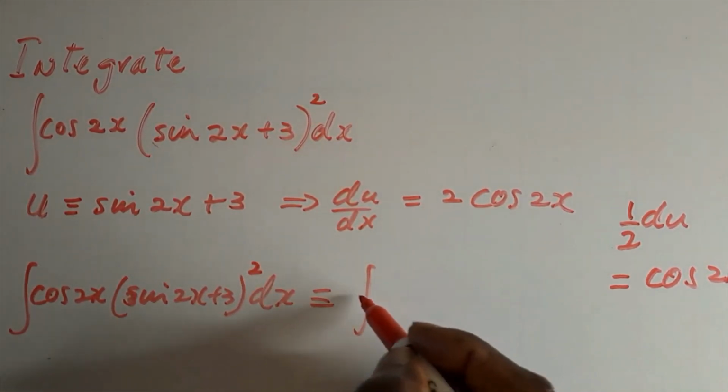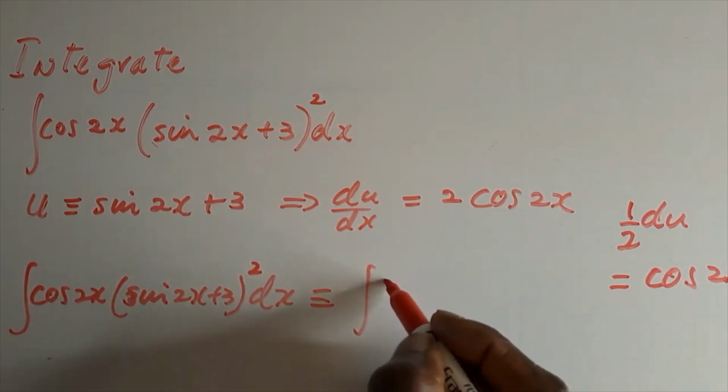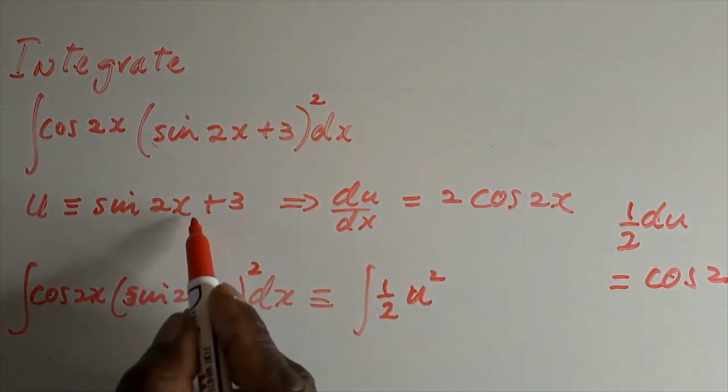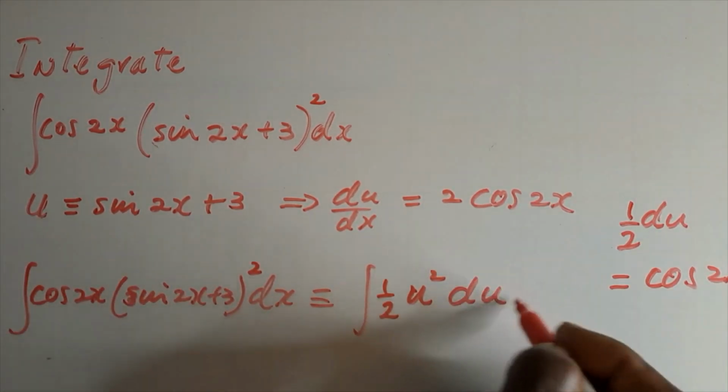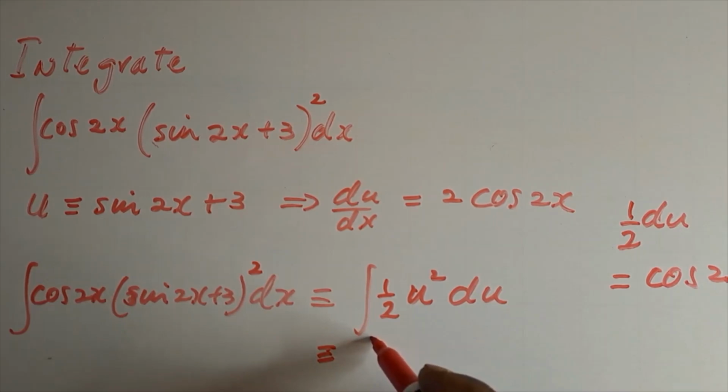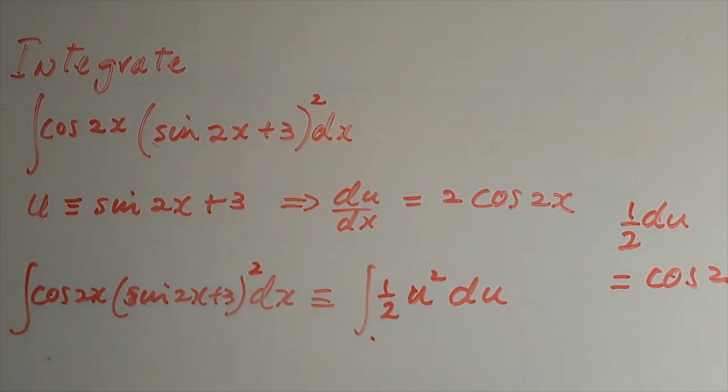So now we can write a half u squared, because we're squaring u, du. And this is what we are going to integrate. So we've had also a change of variable from dx to du. In fact, we can go ahead and integrate it now.